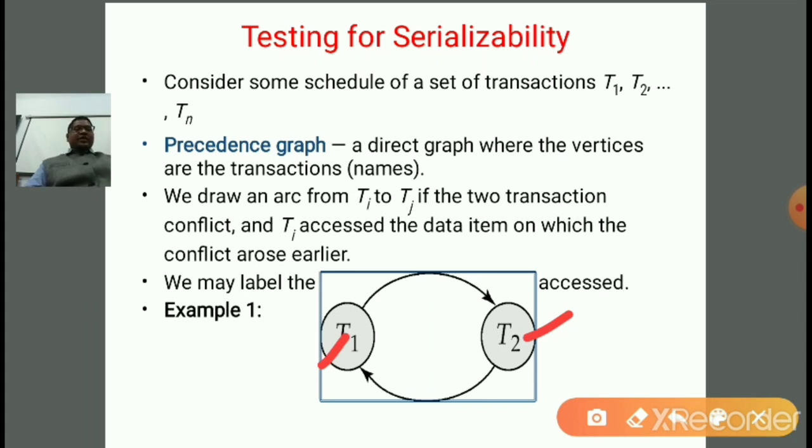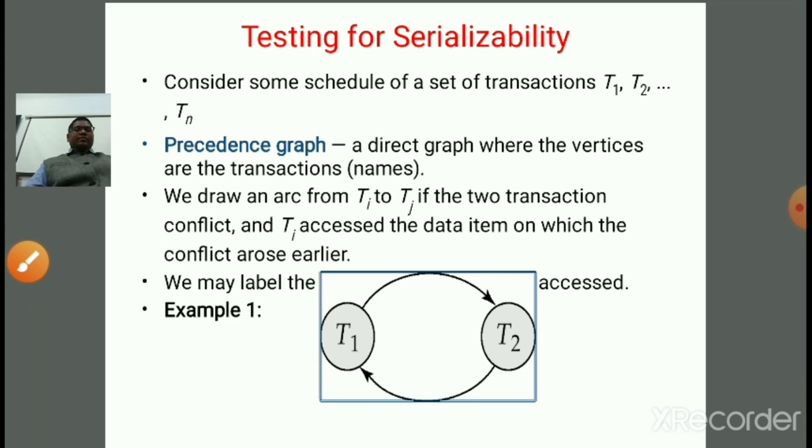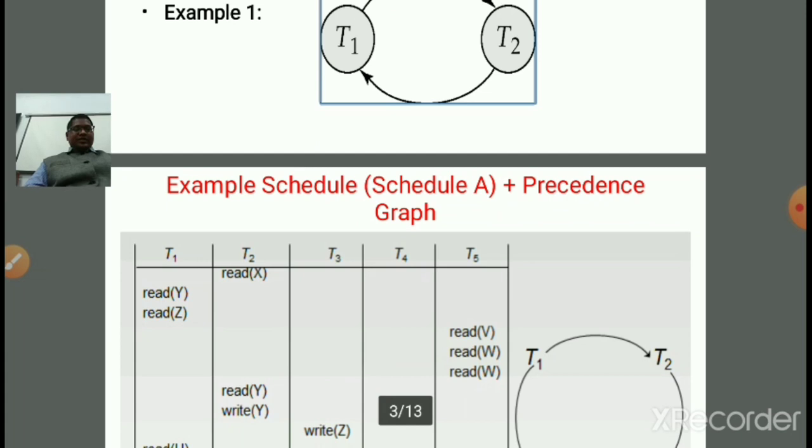Now we draw an arc from Ti to Tj if the two transactions conflict and Ti accesses the data item on which the conflict arose earlier. So we will make an arrow from Ti to Tj if the two transactions conflict, right? And Ti accesses the data item on which the conflict arose earlier. So we may label these as shown in the example.